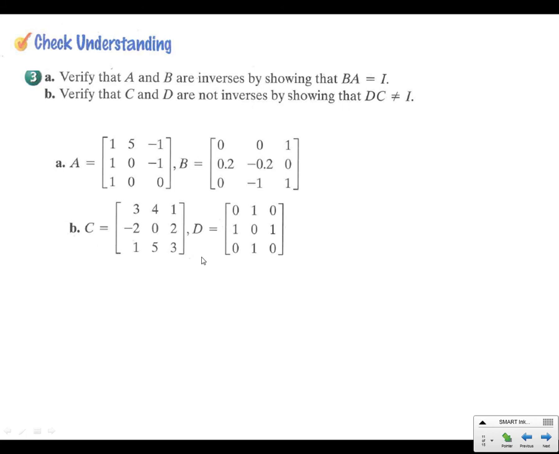Alright, so verify A and B are inverses, and verify that C and D are not inverses, so you should not come up with the identity matrix.